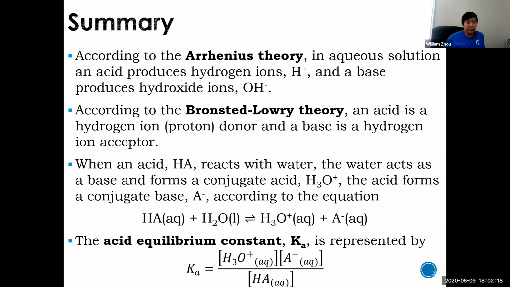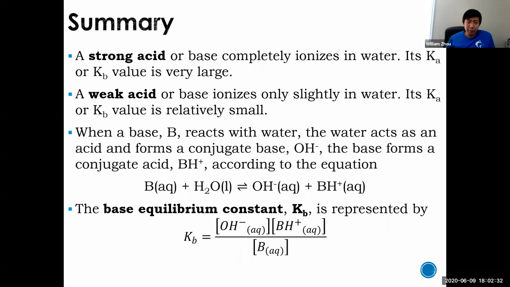All right, so that's the end of this lesson. We reviewed the Arrhenius theory, and then we learned about the Bronsted-Lowry theory of acid-base, proton donor, proton acceptor. We learned about Ka and Kb. We learned about conjugate acid-base pairs. We learned what a strong acid is. We learned what a weak acid is. And we learned the equilibrium for both Ka and Kb.